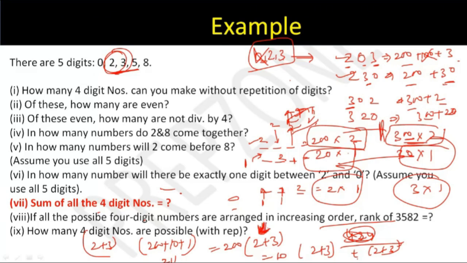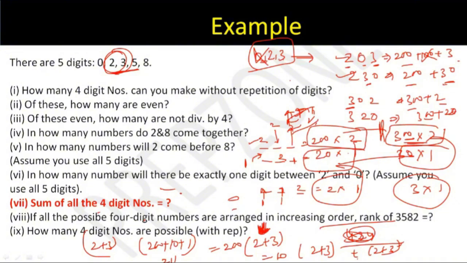Yes. Is this what you're asking? Yes. Okay. See, what I'm doing here is, if 2 comes in the first position, its value is 200, and I can have 2 such numbers. Similarly, if 3 comes instead of 2, its value would be 300 and I could have 2 such numbers. Right? Then what I want to do is just add all of these 6 numbers.